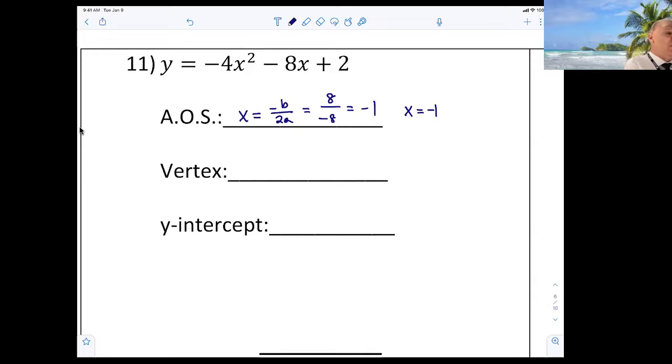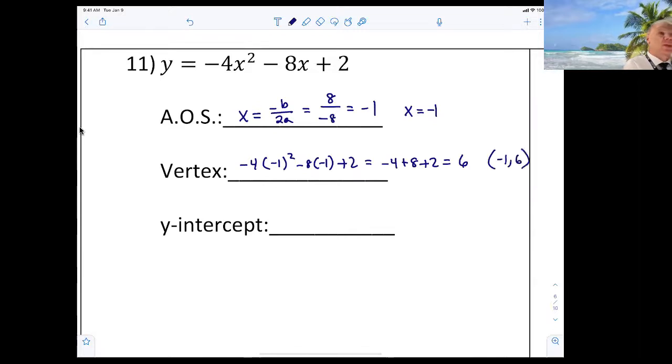Now that means we're going to plug negative 1 in for x. Negative 4 times negative 1 squared minus 8 times negative 1 plus 2. Negative 4 plus 8 plus 2 equals 6. So your vertex is at negative 1 comma 6.